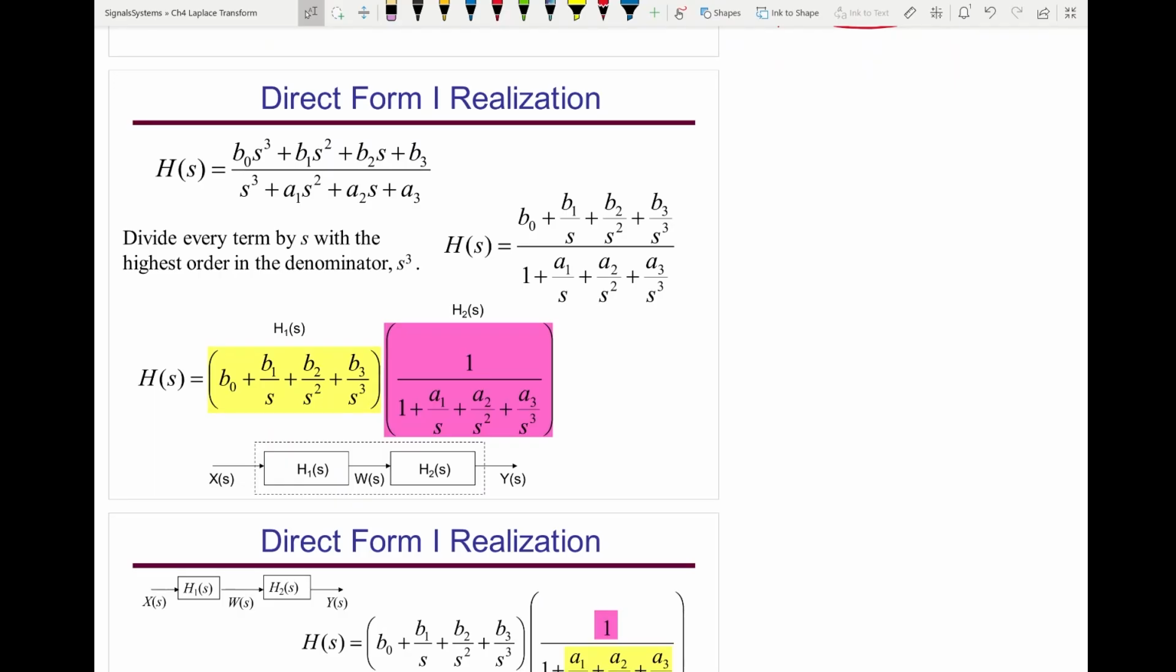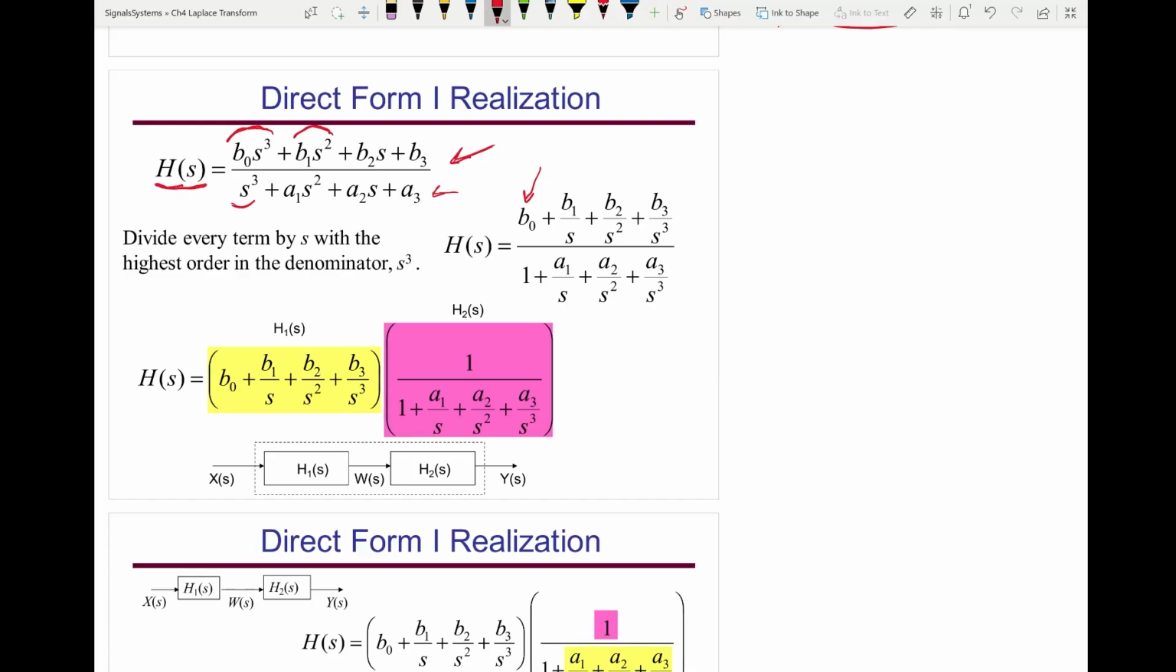So assume you have this third order system, H of s. Then the first step is, yes, this is 1, good, so I don't have to do anything. The next step is to divide every numerator element and every denominator element by s cube. When you divide this by s cube, you get b0.